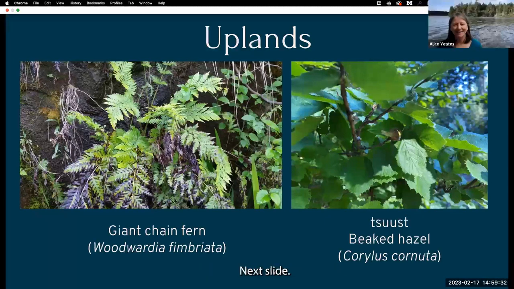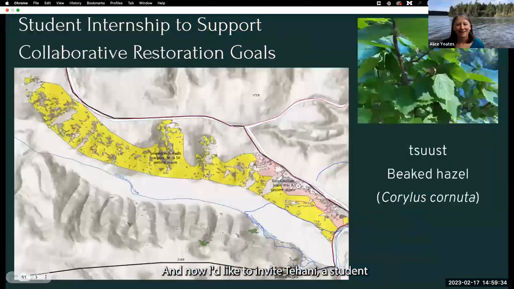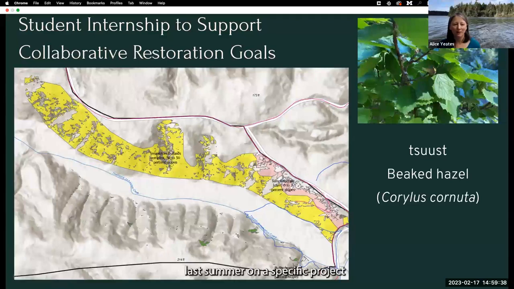Next slide. And now I'd like to invite Tahani, a student that worked with us at the reserve last summer on a specific project looking at beaked hazel and the restoration project. Tahani.